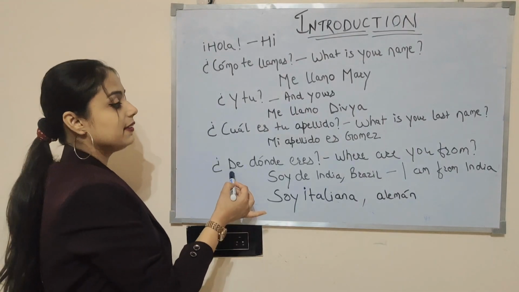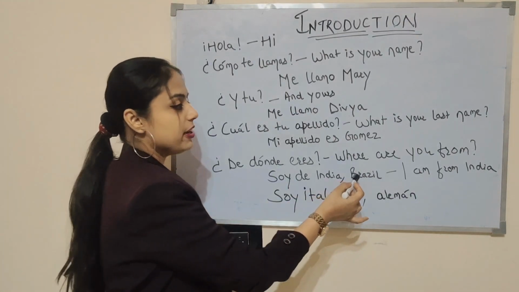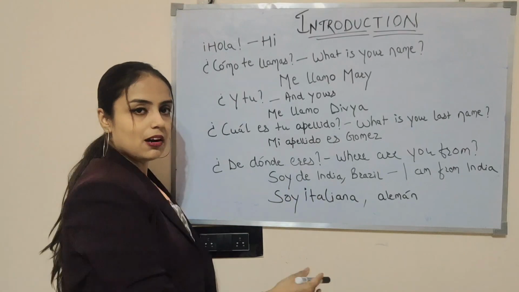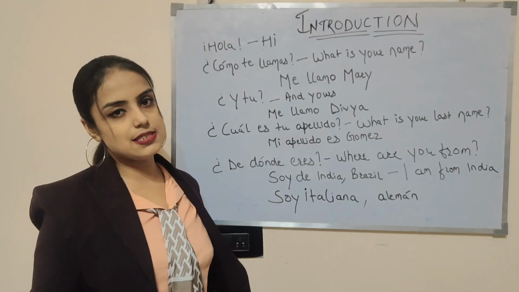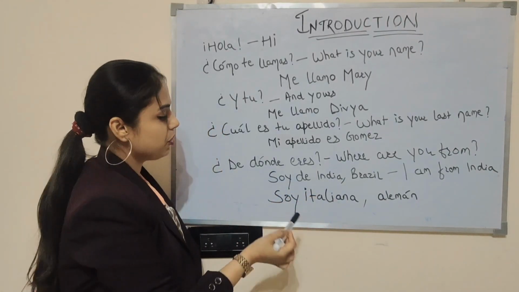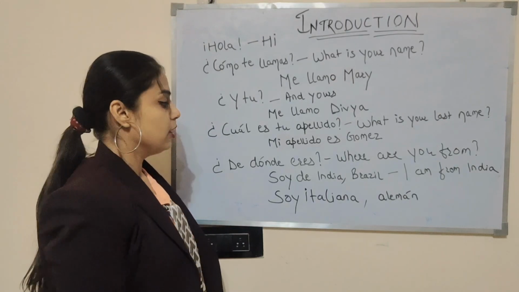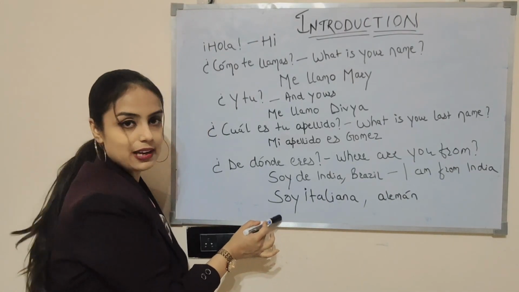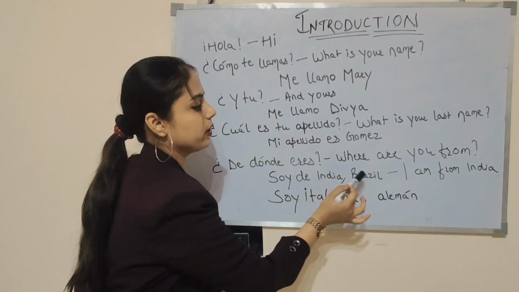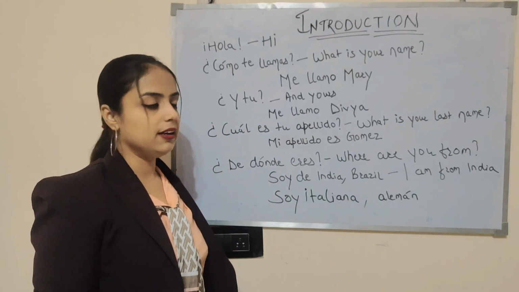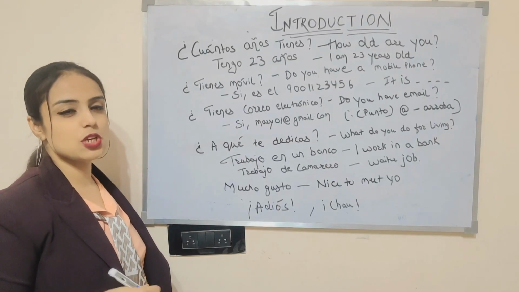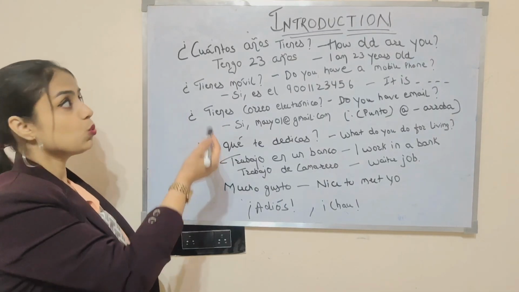Then the next question is ¿De dónde eres? ¿De dónde eres? means where are you from? So in return we will say soy de India, soy de Brazil, meaning I'm from India, I'm from Brazil, I'm from Paris, and so on. Okay, so with soy de we will mention the country name, and we can mention nationality with soy as well. Soy plus nationality, or soy de plus country. Soy de India, soy de Brazil, and in case you want to mention nationality, you can use soy italiana, soy alemán, soy indian.